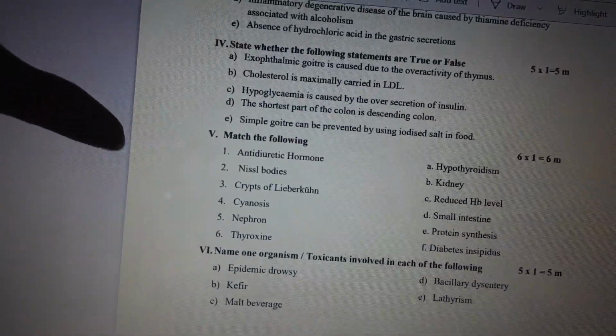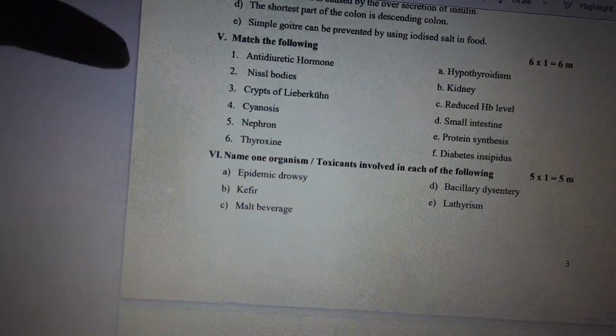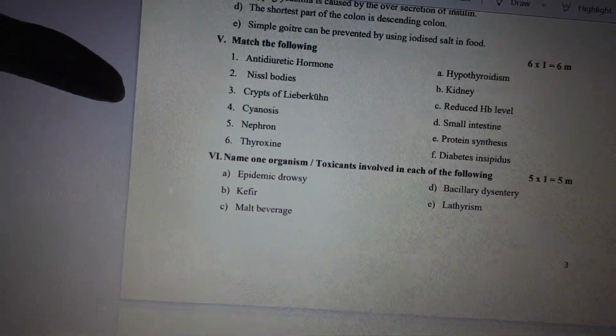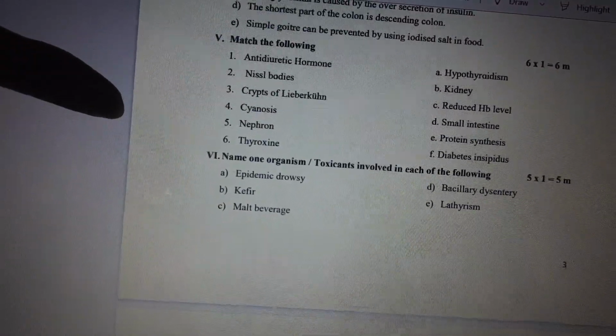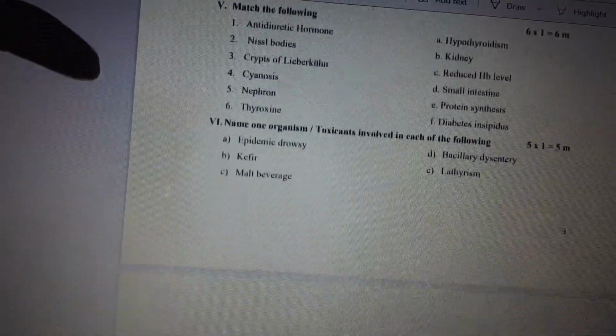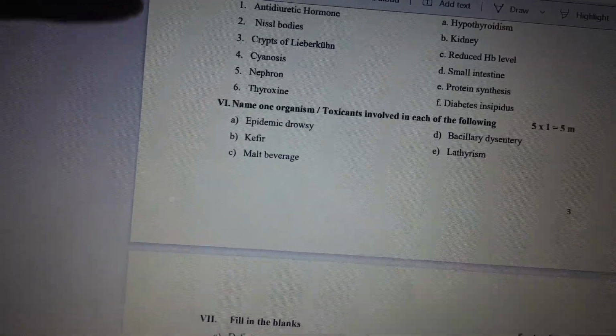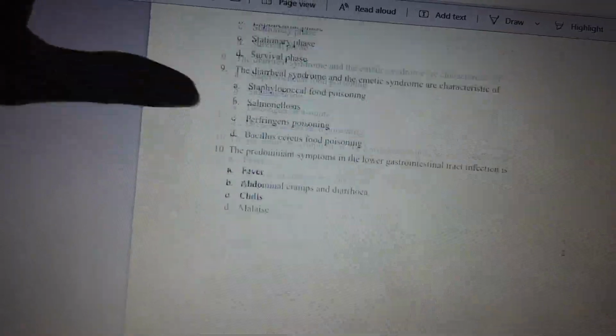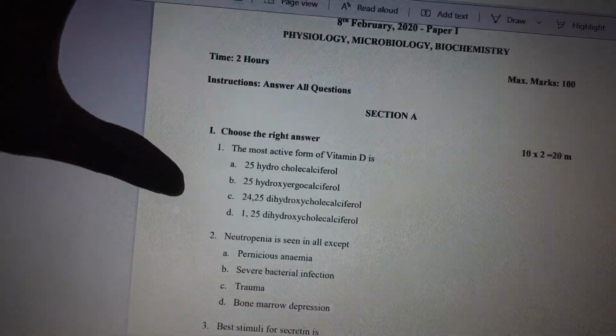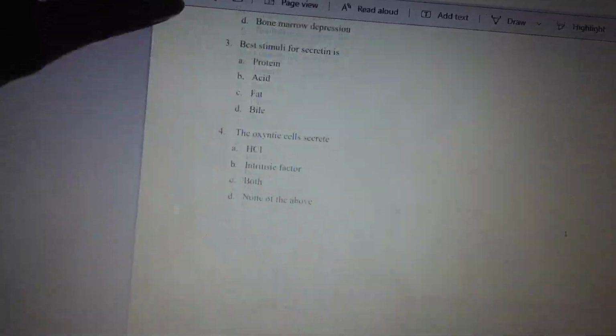So basically 6 marks. Next question is name one organism or toxicant involved in each of the following. So these are 5 and 1 mark for each, so total is 5 marks. So section B is of 50 marks, section A is of 20 marks.